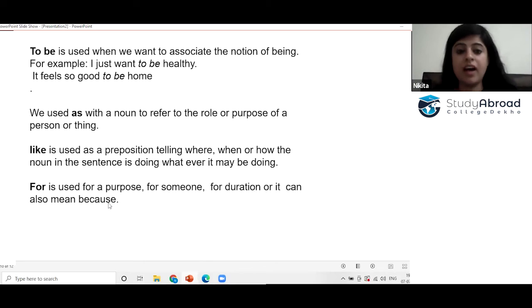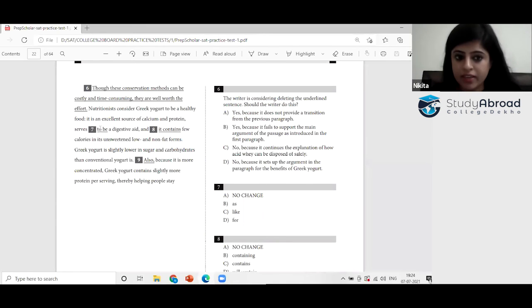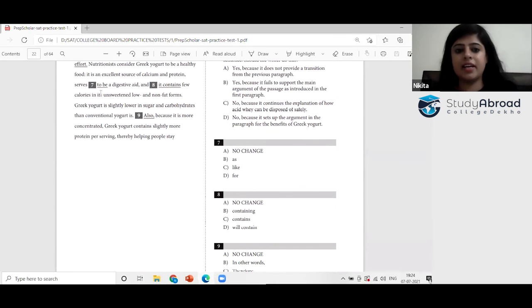The reason, why? So, are we giving any reason of digestive aid? No. Are we comparing it with something? No. To be, is it being something? No. So, essentially the answer becomes B, that is as. It serves as a digestive aid and it contains few calories in its unsweetened loaf.